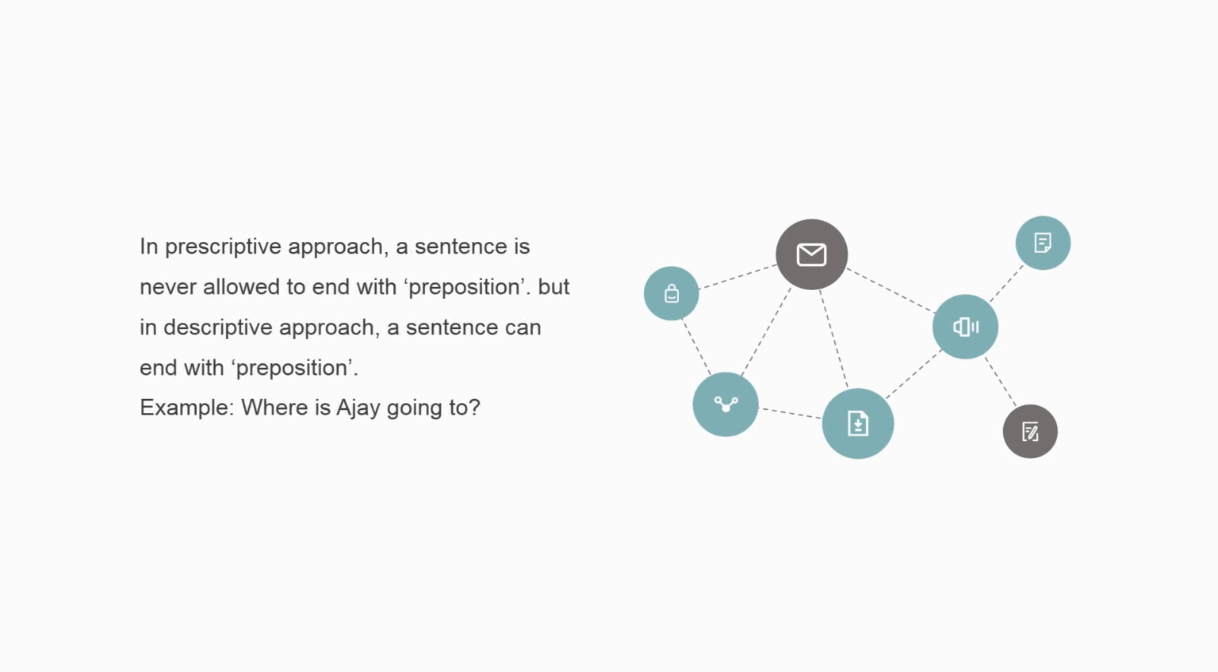In prescriptive approach, a sentence is never allowed to end with a preposition. But in descriptive approach, a sentence can end with a preposition. For example, where is Ajay going to?